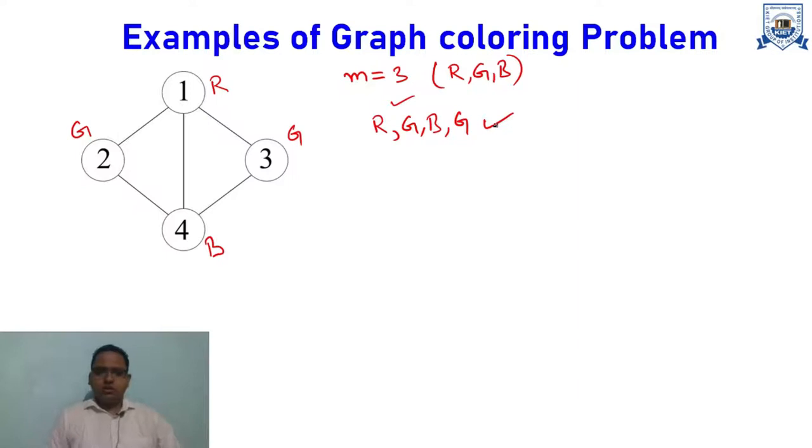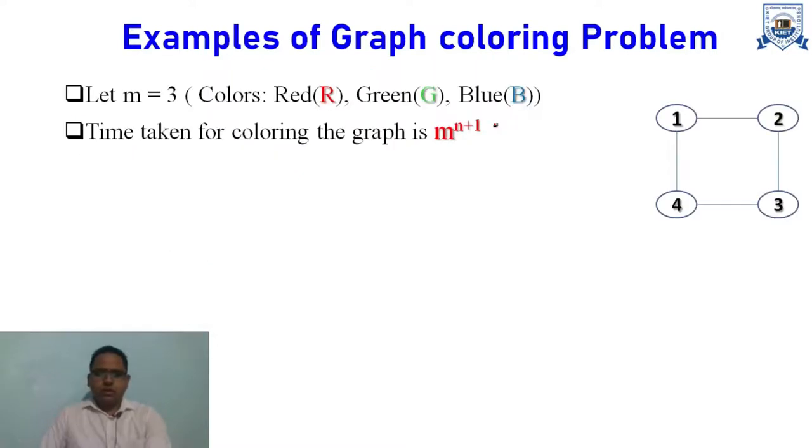How many solutions are there for coloring a given graph? We solve that using backtracking. Now suppose we take one more graph having 4 vertices, 1, 2, 3 and 4, and the M value is 3, so the colors are red, green and blue. The time taken for coloring the graph is M to the power n minus 1, where M is the number of colors and n is the number of nodes in the graph.